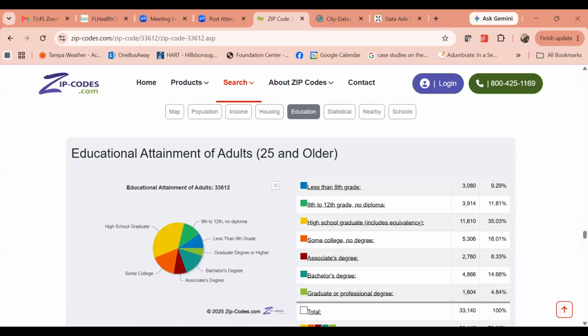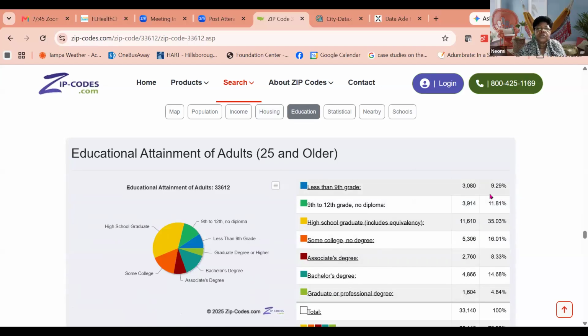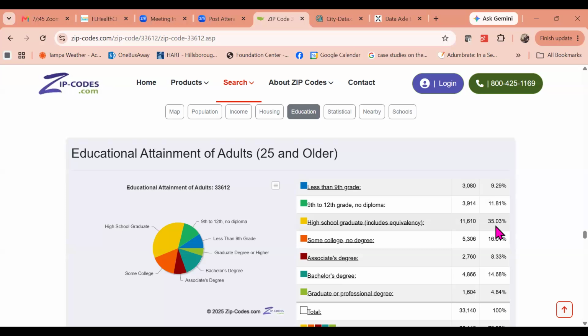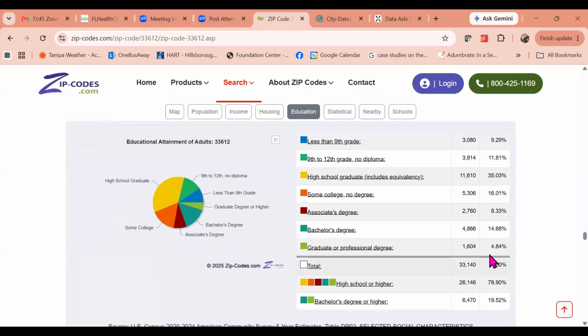Education. When we look at education, high school graduate. Less than ninth grade, let me see. You said less than ninth grade? It says 3,080. Yeah, a lot of people in your neighborhood have at least a high school diploma. Only 16% have some college. Only 8% has an associate degree, and 14% have a bachelor degree. Only 4% has a grad degree.